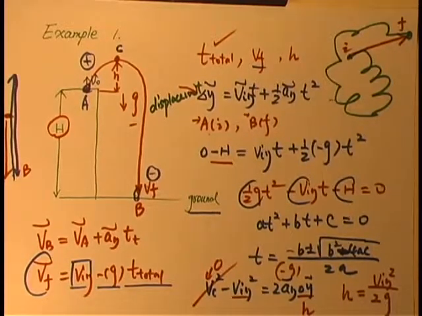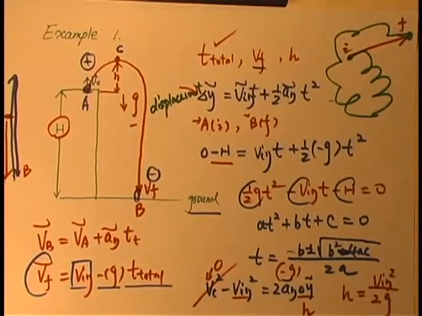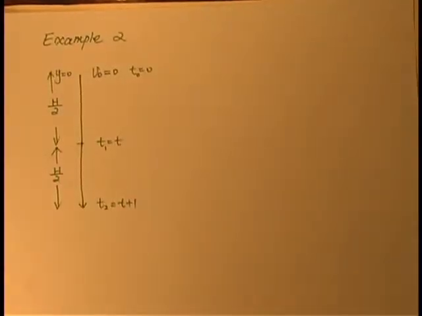So the point C is capital H plus little h above the ground. That is the maximum height. Let's look at another problem. Sometimes the problem is not that straightforward.